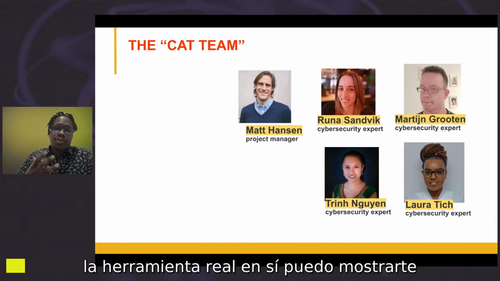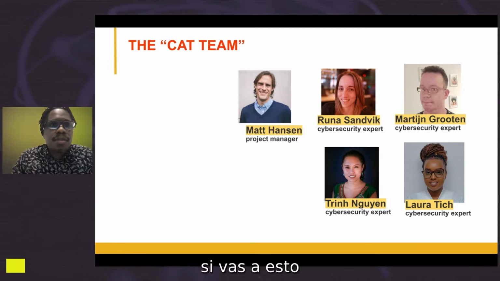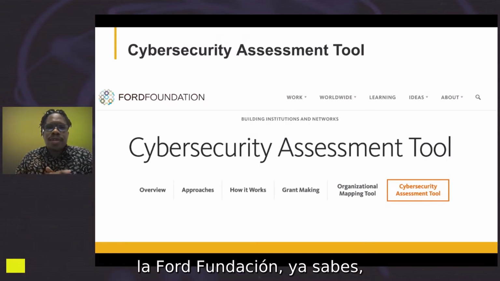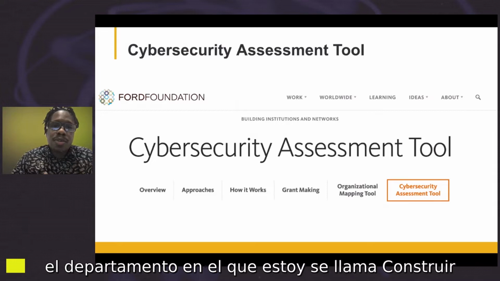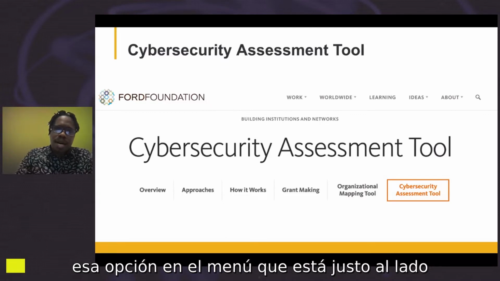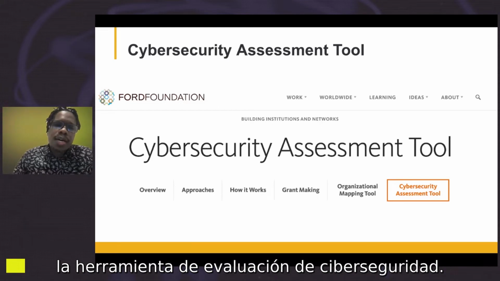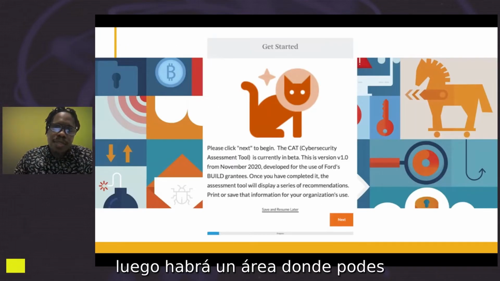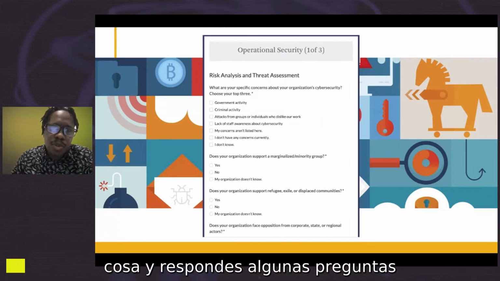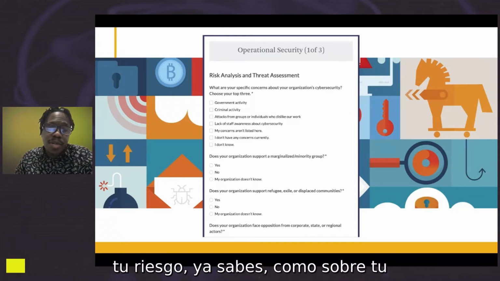Now, the actual tool itself, I can show you what it looks like. If you go to the website for the Ford Foundation, the department that I'm in is called Building Institutions and Networks. And the cybersecurity assessment tool is that option on the menu there, right next to the organizational mapping tool. We have the cybersecurity assessment tool. It'll introduce you to the team, and then there'll be an area where you can get started. And all you do is you click on this thing and you answer some questions. It'll ask you some basic questions about your risk, like about your organization.